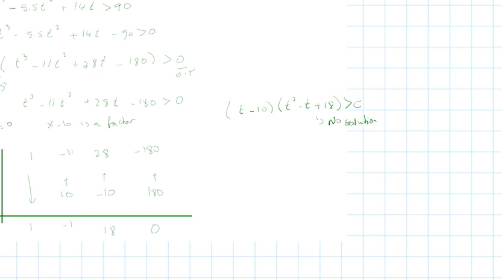You can test it using b squared minus 4ac and see if it's negative. So if I do b squared minus 4ac here, that's 1 minus 72, which is negative 71. Because it's a negative number, there's no real solution. So the only real solution is t equals 10.